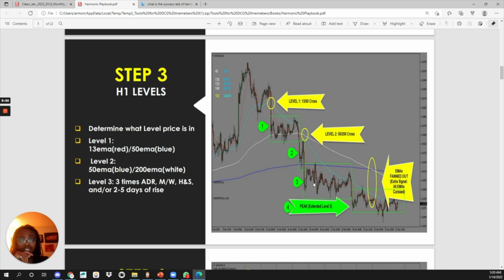But notice in this example, they gave you 4 levels, which we just call peak. We don't call it level 4. We just call it peak, which is an extended level 3. So EMAs off and out. We got 3 levels of drop, right? We're all good. So what do you look for in level 3? You look for 3 times ADR to be met, at least, or somewhat close to it.